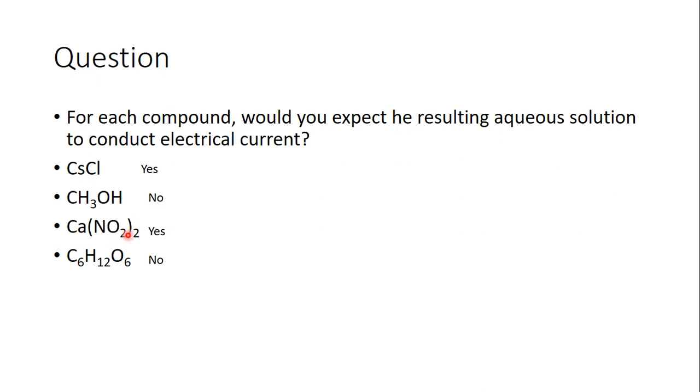CaNO2 is an ionic compound, so it breaks into ions and does conduct electricity. While sugar, C6H12O6, does not break into ions because it's all non-metal atoms, and so they're all covalent bonds, so it does not conduct electric current.